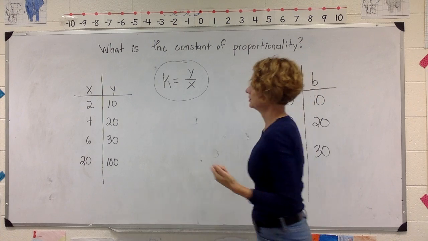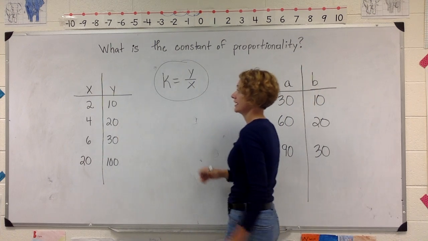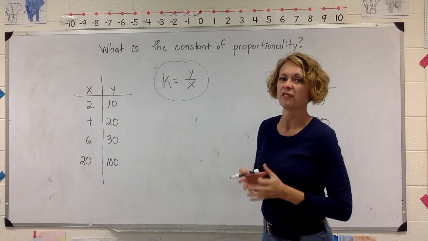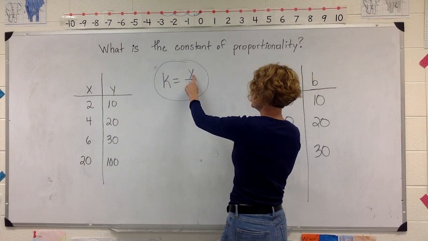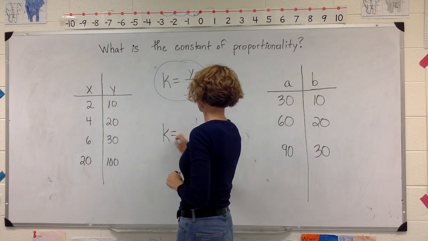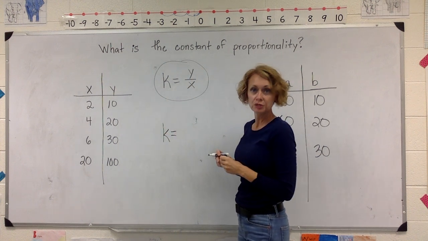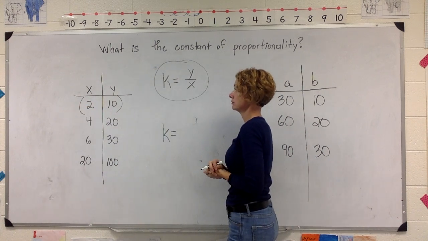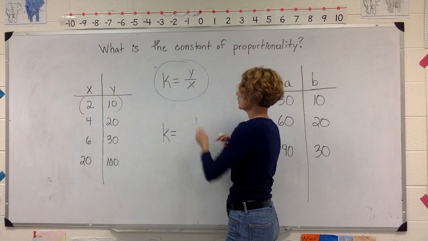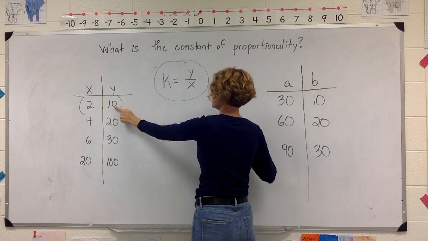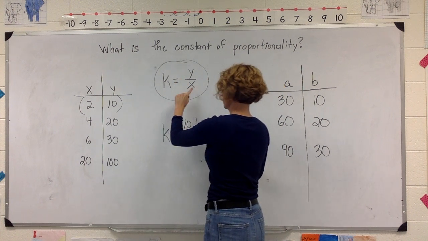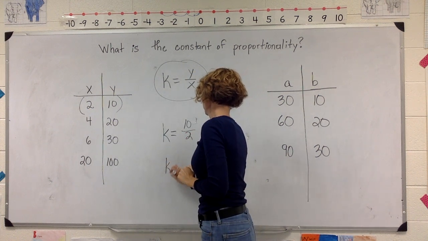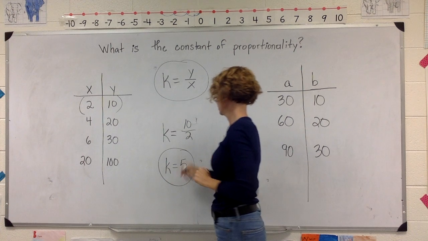So let's say I'm looking at this table and I tell you that it is proportional. That means it's got a multiplier and I want you to find it. I'm going to get that k value by choosing one of the pairs. I'm going to choose the first one, 2 and 10. I'm going to take the y value, which is 10, and divide it by the x value, 2. So the k value in this table should be 5.